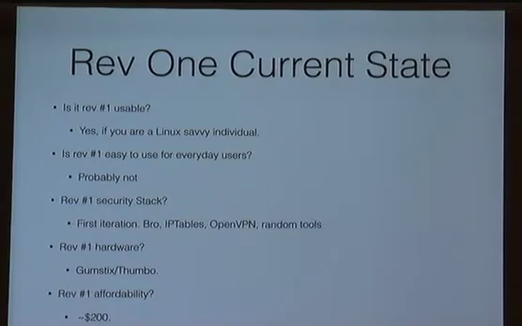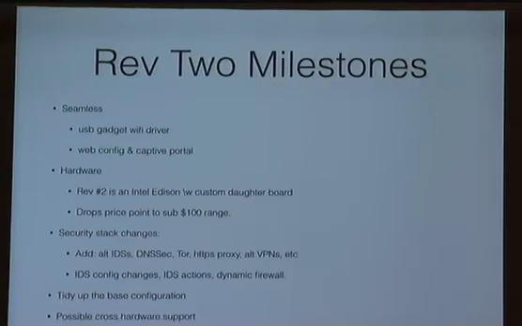Is revision 1 ready for everyday users? No. I wouldn't go build one of these things and give it to your mom or your dad yet. Revision 2, definitely. So that's the work in progress. The security stack that comes on the default revision 1, as I mentioned, is Bro, iptables, and then OpenVPN. The hardware, I mentioned it, and the affordability. Unfortunately, one of the other pitfalls of Gumstix is it's not very cheap. So you're looking at $150 to $200 to get this up and running. So that's a good segue to revision 2.